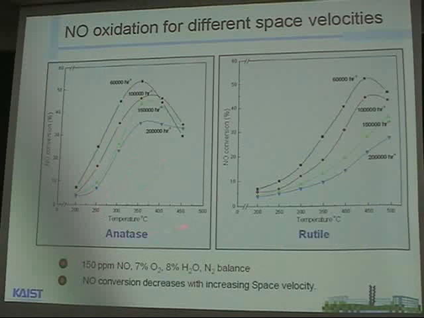These are the different space velocities which I performed for the N oxidation. One is 60,000, 100,000, 150,000, 200,000. And as everybody already knows, NO conversion decreases with the increase in space velocity.